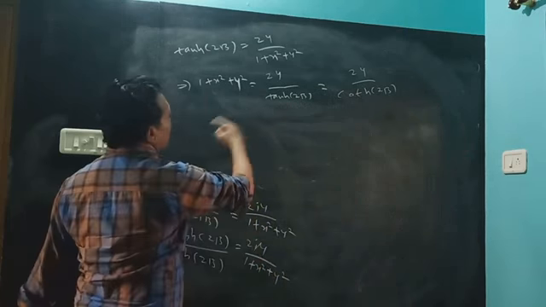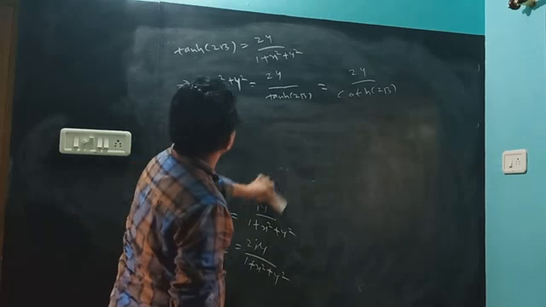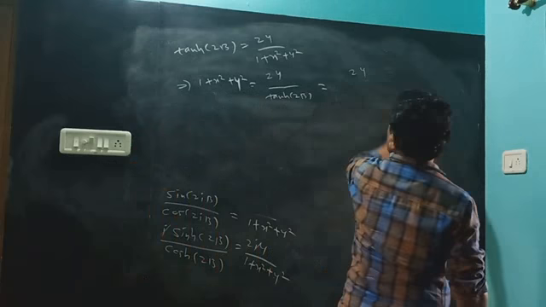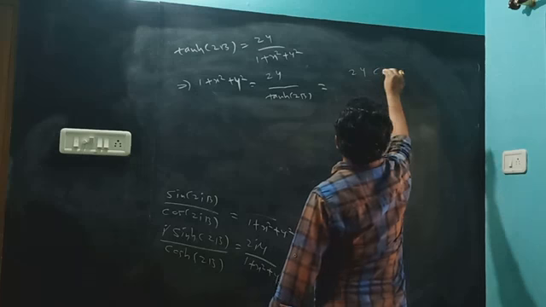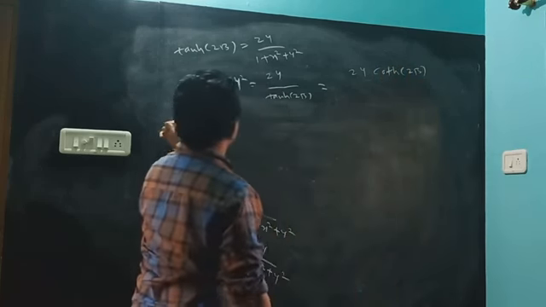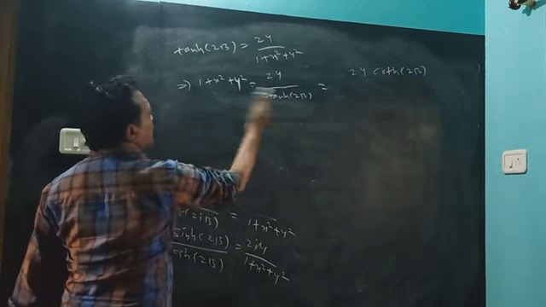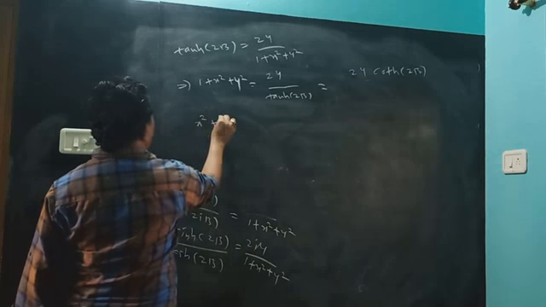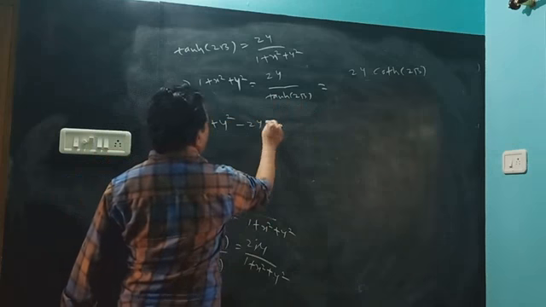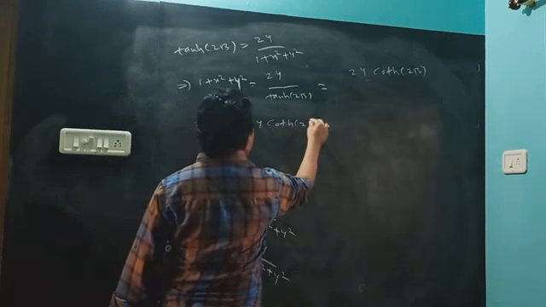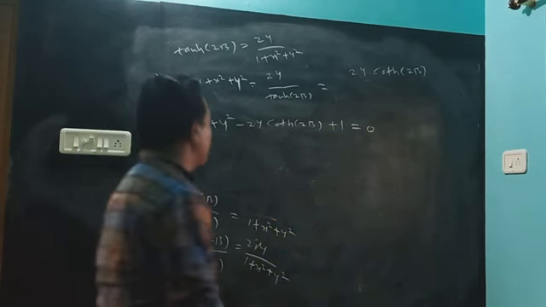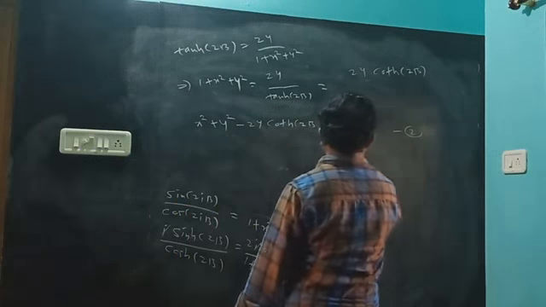Now cross multiply. 1 by tan is cot. Take one side, the left side. So x square plus y square minus twice y coth 2b plus 1 equals 0. Everything on the left side. So this will be your second result.